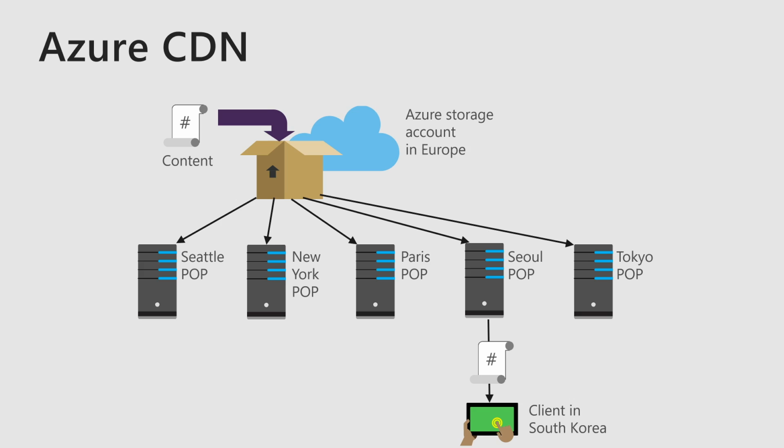So I have that Azure Storage account in Europe. Then I have the POP locations. The POP location is called point of presence. And I just have some there. Of course, when we're talking about the Microsoft network, we have many more. And let's imagine that I have a client that is in South Korea, and he says, hey, I want that picture. That picture will be copied on the fly to that POP location.